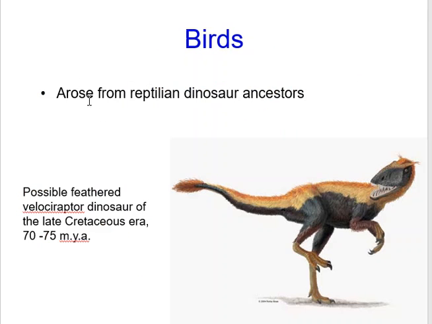So birds, again, arose from a reptilian dinosaur ancestor. The closest living group of birds is, as I said, crocodiles, but they arose from a dinosaur ancestor. A dinosaur ancestor, we think it was feathered. And again, the limbs here, the forelimbs evolved into wings.